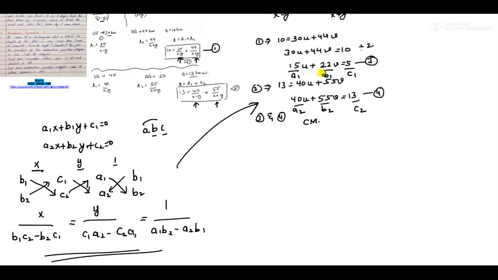So on substitution, substituting the value of x and y as u and v, this becomes u divided by, now when you write it properly, what is here? B1 C2. What is B1? Yes, 22 into 13. Okay, and then minus B2, that is 55 into C1. C1 is how much? Yes, it is 10.